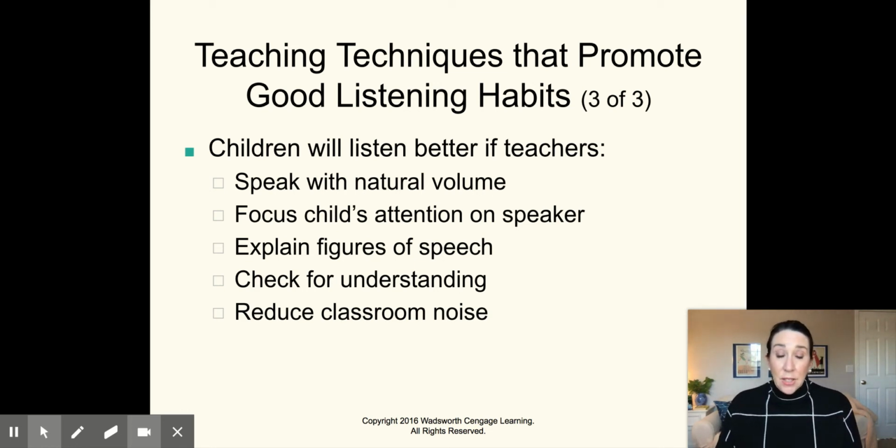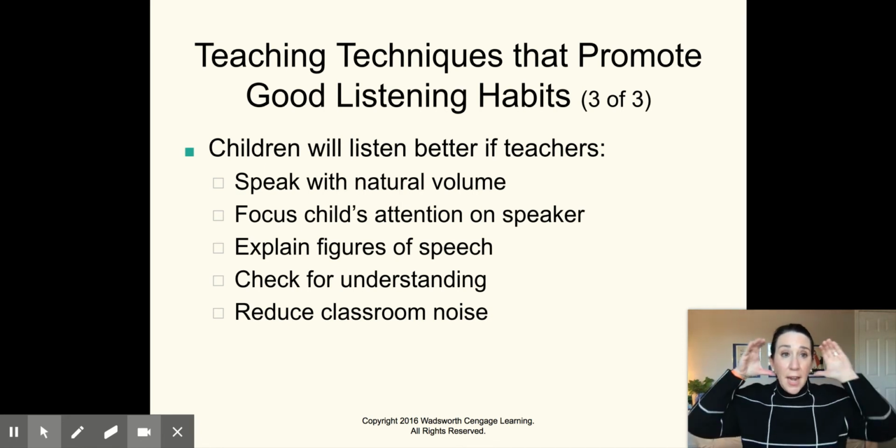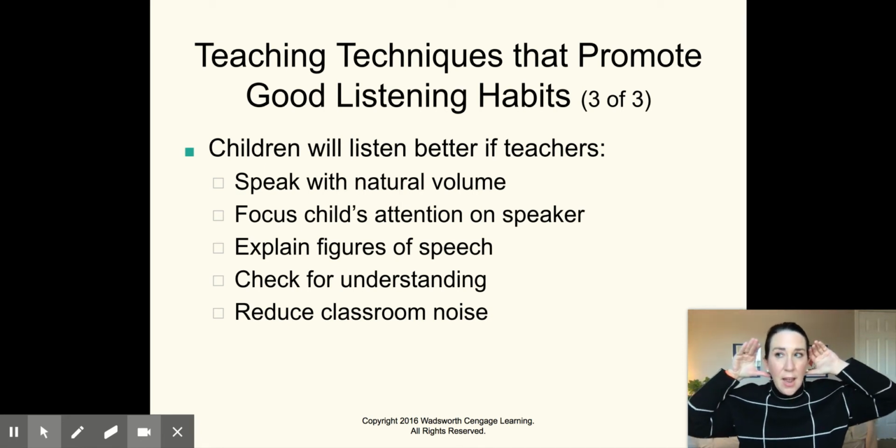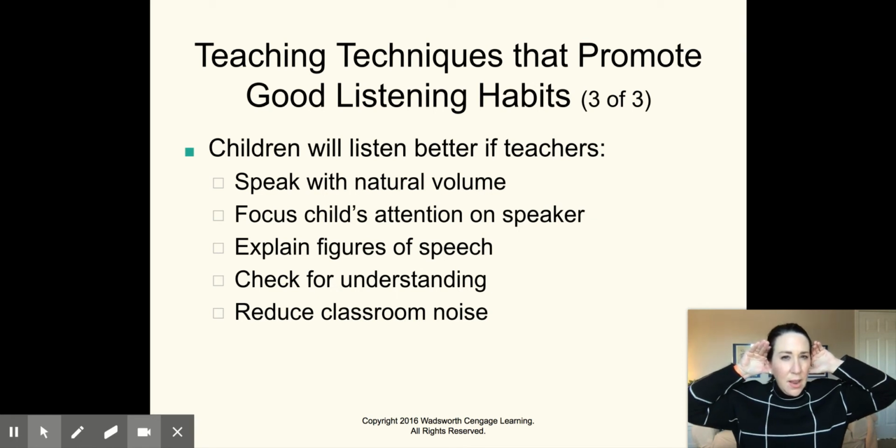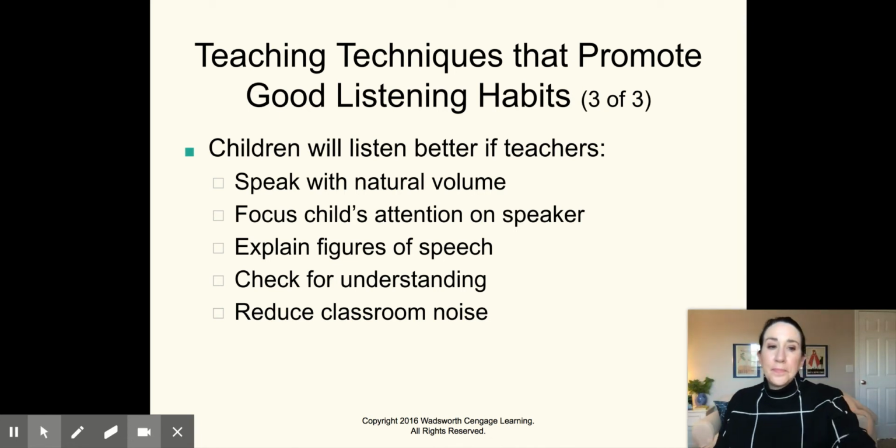Check for understanding. So stopping periodically and saying, do we all understand what I'm talking about? Do you know what I mean by that? Ask them, they'll tell you. And reduce classroom noise. So if you want them to pay attention to you, you need to turn off the music. You need to turn off whatever other things are going on in the classroom and say, this is a time for listening. And sometimes it's good to have a cue that it's listening time, right? So a lot of teachers will say, put your hands on your ears so that you can listen. Putting your hands on your ears doesn't make you listen any differently, but it focuses your brain on, now is a time that I'm supposed to be listening, right?